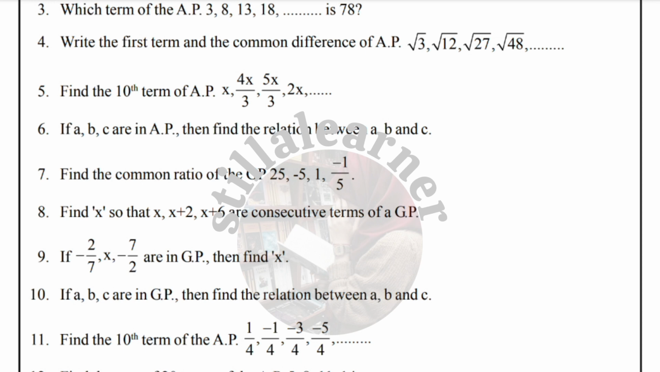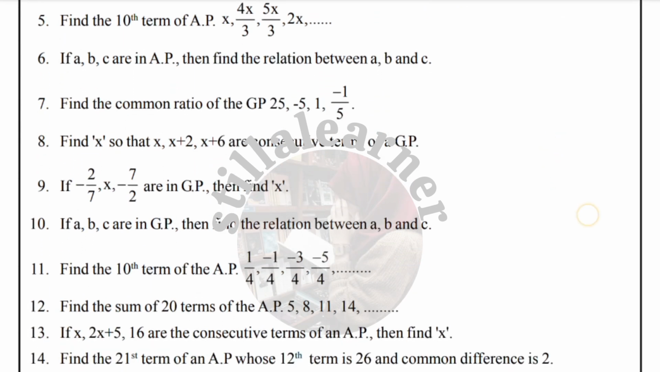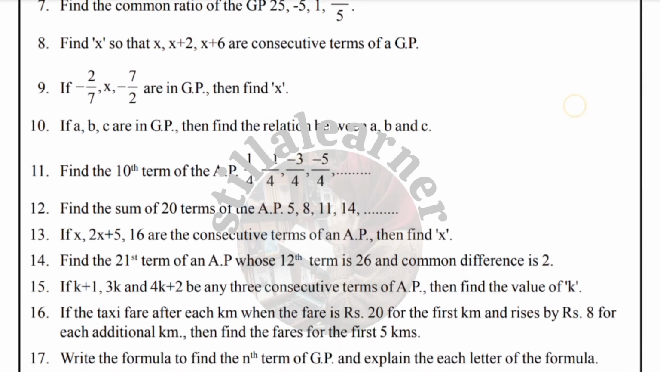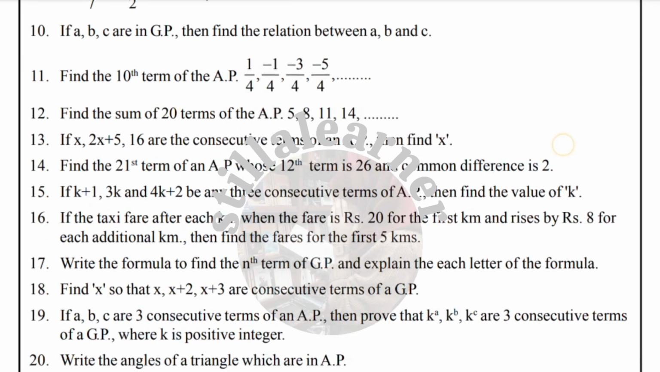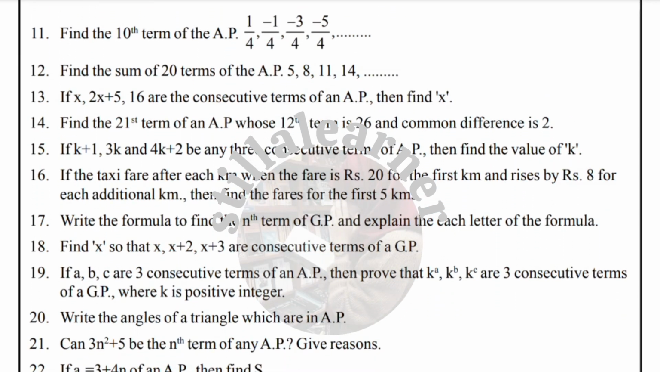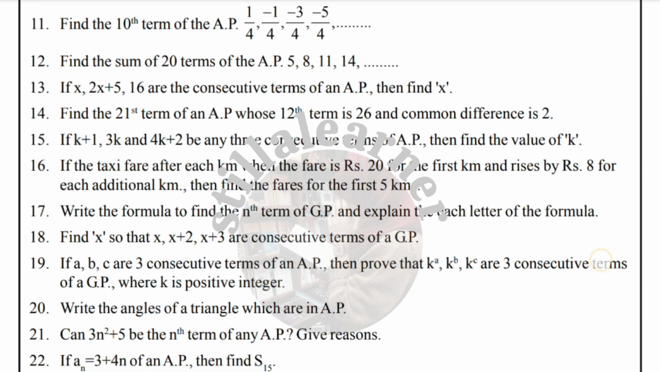And fifth question, they'll ask you the 10th term, ninth term, or else 7th term by giving some sequence. Here the 14th question is also important: find the 21st term of the AP whose 12th term is 26 and common difference is 2, like that. Next, the 22nd question, just go through that.